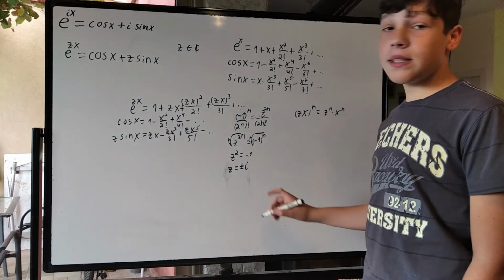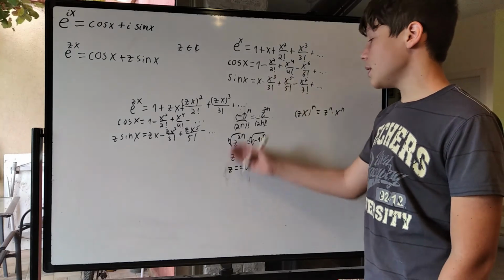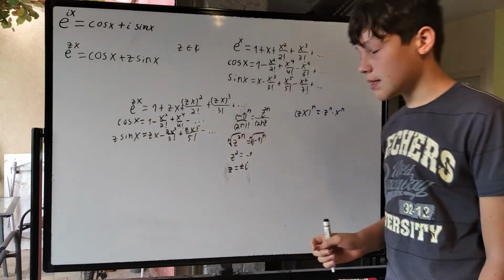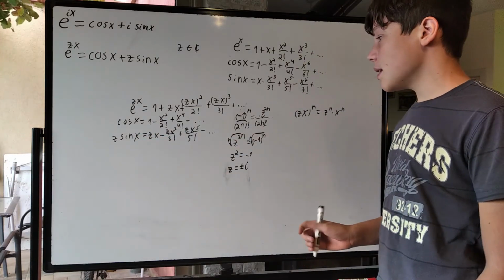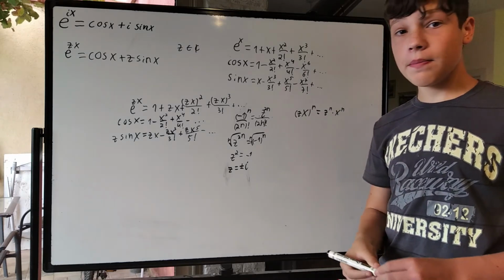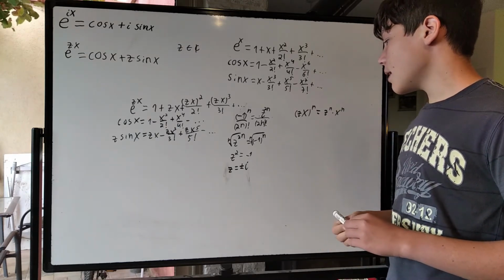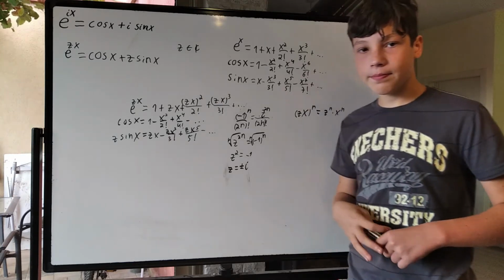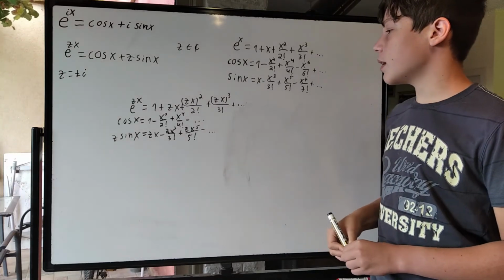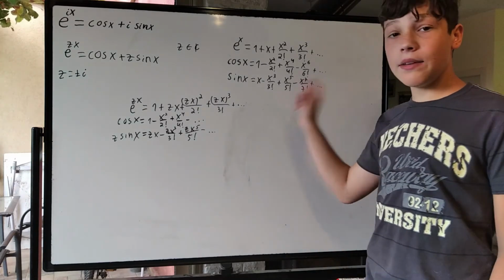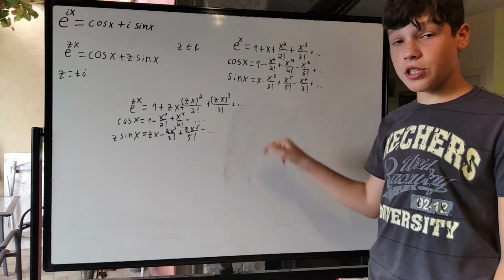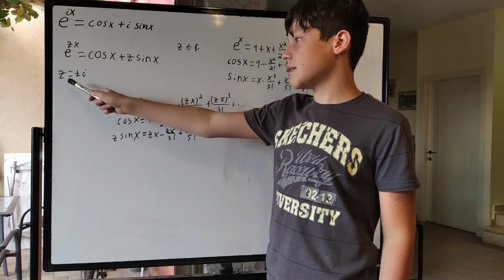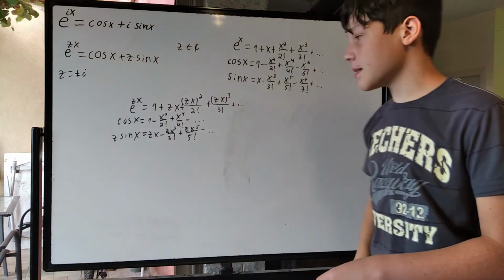Now, this doesn't solve everything. This is only the even powers. We still need to do the odd powers for z sine x. But as you'll see, we'll get the exact same thing, that z is equal to plus minus i. But we'll still do it. Okay, so we found out that when we're looking at even powers and getting the coefficients to equal, we get that z is equal to plus or minus i.